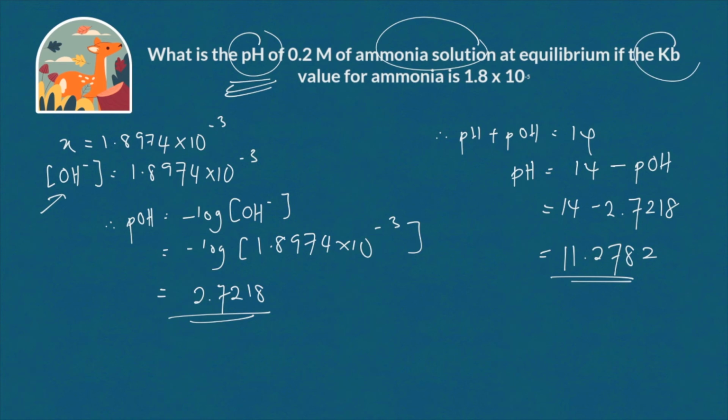and it has a Kb, it's a base. So your pH must always be more than 7, because below 7 it is acid and above 7 is base. So this is correct.